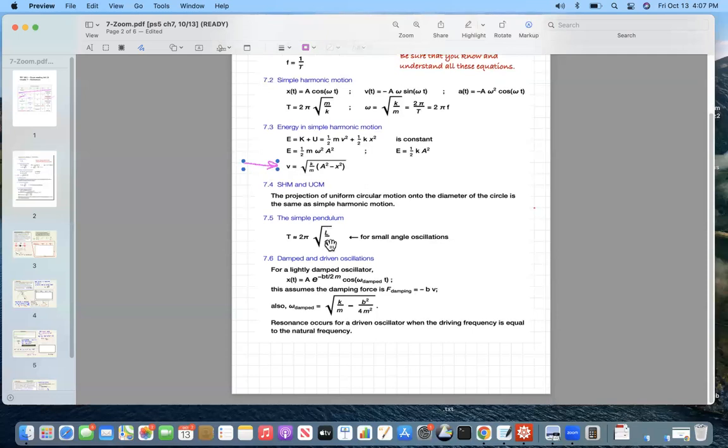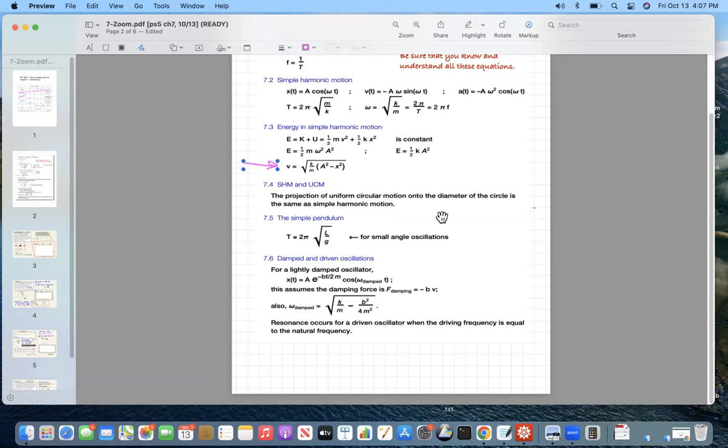It's gravity which is causing the bob of the pendulum to swing back and forth, because the gravitational force of the Earth is always pulling it down. So that'll cause it to oscillate back and forth between some maximum angle and some negative of that maximum angle. Now, this has the interesting property that the period does not depend on the amplitude.